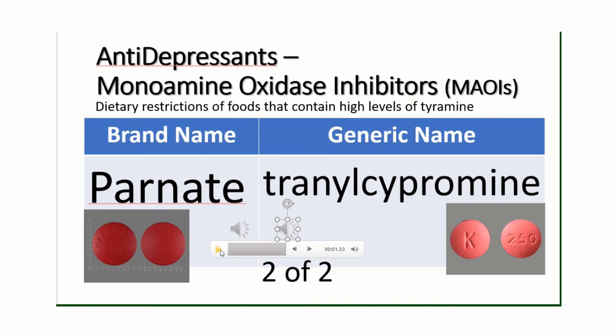Parnate and tranylcypromine are monoamine oxidase inhibitors. They are antidepressants. Parnate and tranylcypromine have dietary restrictions of foods that contain high levels of tyramine.